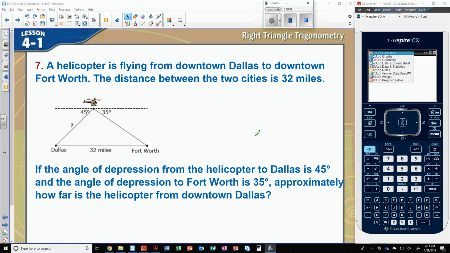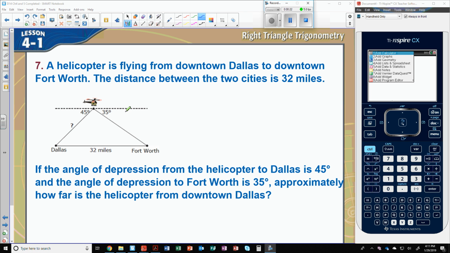Number 7. A helicopter is flying from downtown Dallas to downtown Fort Worth. The distance between the two cities is 32 miles. If the angle of depression from the helicopter to Dallas is 45 degrees as shown here, and the angle of depression to Fort Worth is 35 degrees as shown here, approximately how far is the helicopter from downtown Dallas? We want to know this distance as represented by the question mark.